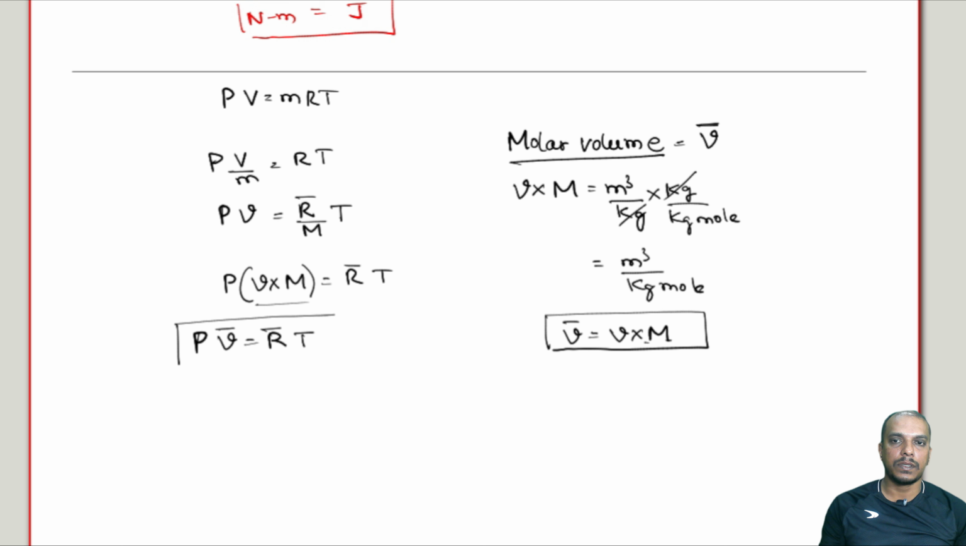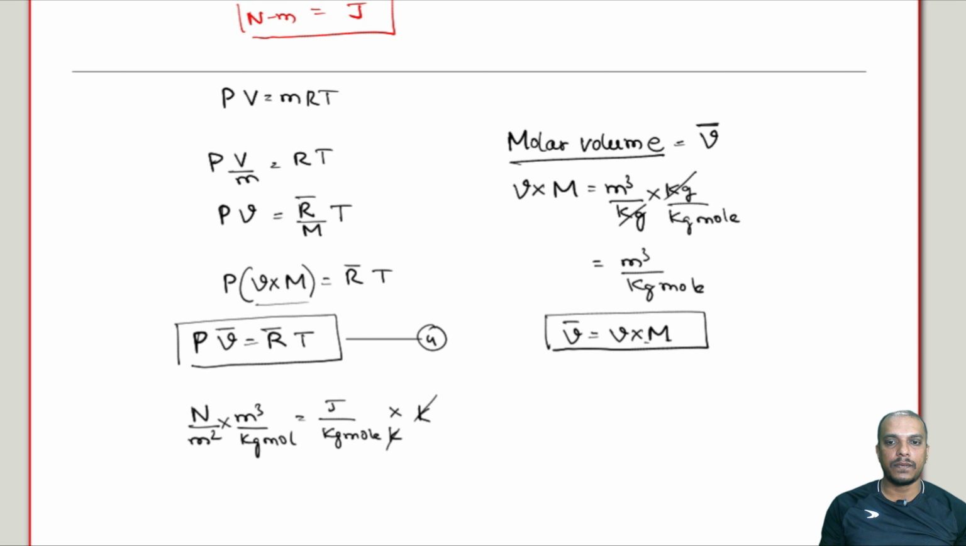Now this is one more equation, we can call this equation 4. So P is in Newton per meter square, V bar is in meter cube per kg mole, and on the right side you have joule per kg mole Kelvin, where temperature must be in Kelvin. So on the left side meter square goes off, you have Newton meter, which is joule per kg mole, and this is equal to joule per kg mole on the right.